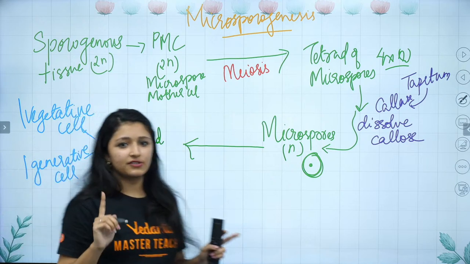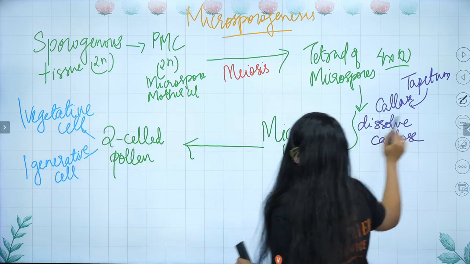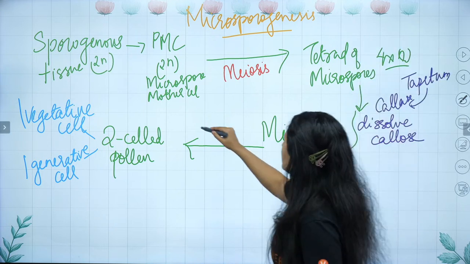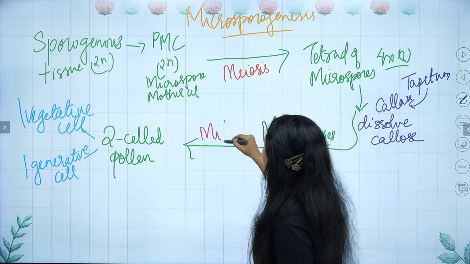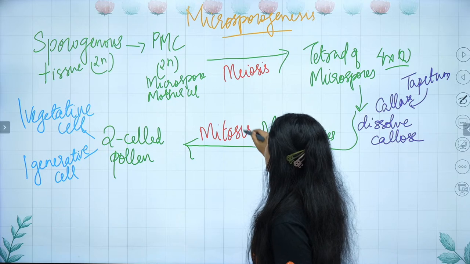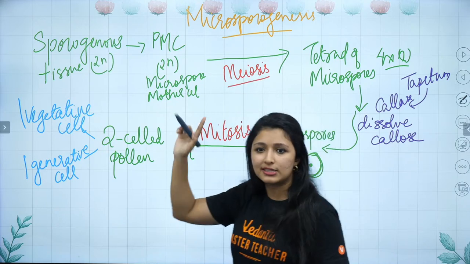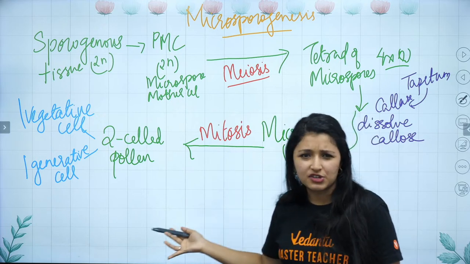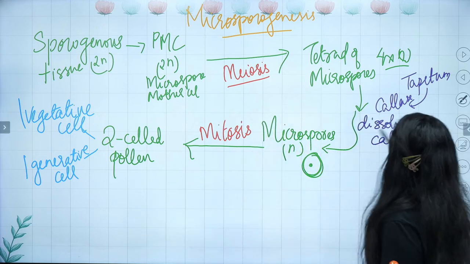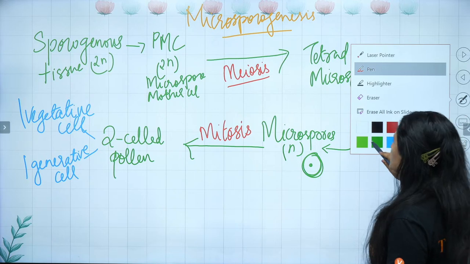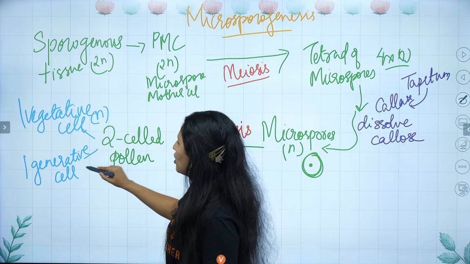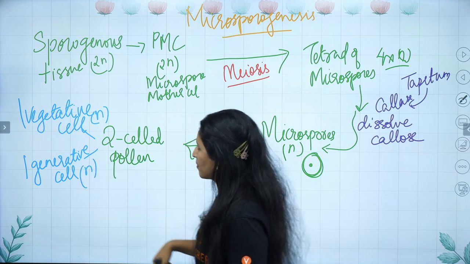Okay, one vegetative cell and one generative cell. This is after mitosis. Here we are having mitosis, not meiosis. Meiosis is once, that's it, done. Here we have mitosis, equational division, so there's not going to be any change in the ploidy. We are just still going to have haploid cells. This is haploid, this is going to be haploid.